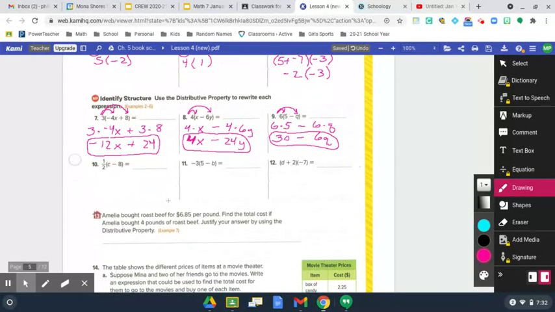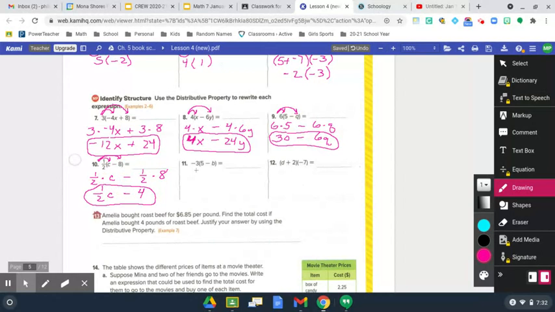Number 10. 1/2 times c minus 8. This is a positive 1/2 here, so I'm okay distributing. I don't need to do LCO here. So this is going to be 1/2 times c minus 1/2 times 8. 1/2 c minus 1/2 times 8. Half of 8. That would give you 4. Final simplified, 1/2 c minus 4.